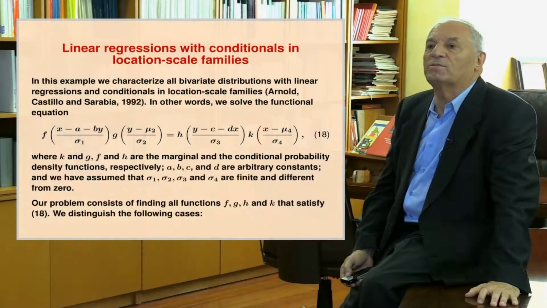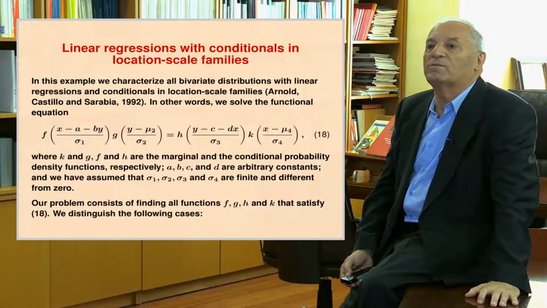In this example, we characterize all bivariate distributions with linear regressions and conditionals in location scale families, as in Arnold, Castillo, and Sarabia, 1992. In other words, we solve the functional equation in 18, where k and g, f and h are the marginal and the conditional probability density functions, respectively. A, B, C, and D are arbitrary constants, and we have assumed that sigma 1, sigma 2, sigma 3, and sigma 4 are finite and positive values. Our problem consists of finding all functions f, g, h, and k that satisfy 18.